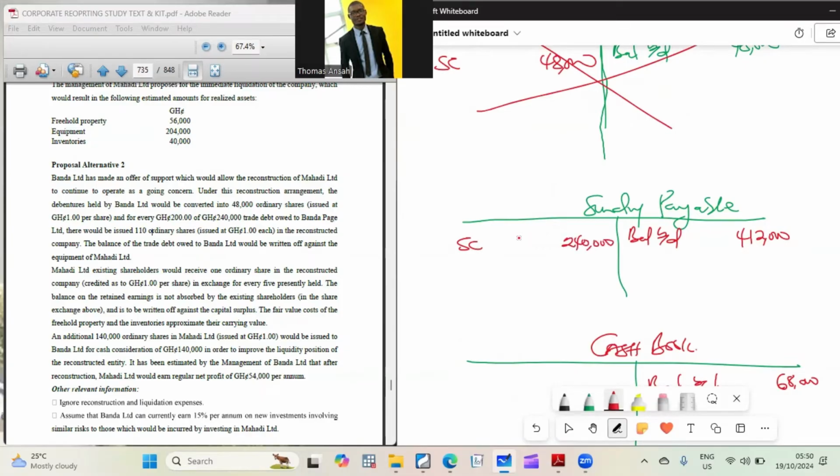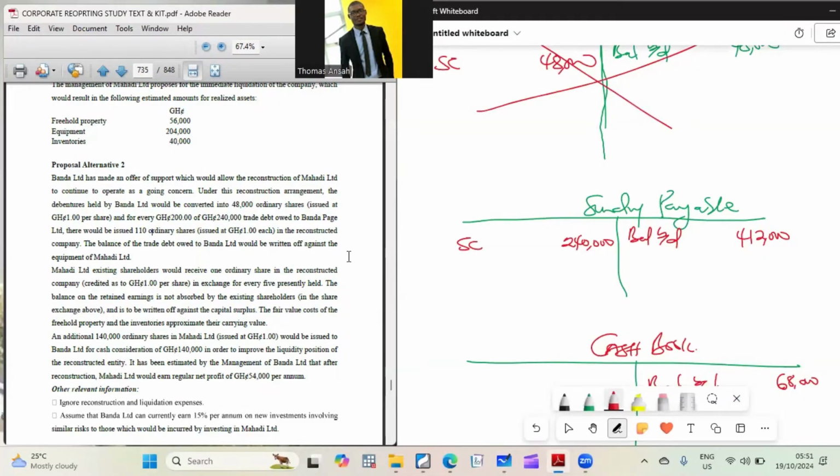This is what you do. You have analyzed it. You are done. And it says that the balance of the trade debt. You see, how much was the trade debt? It was 240, but he has had 132. So it means that there is a balance still owed to him.